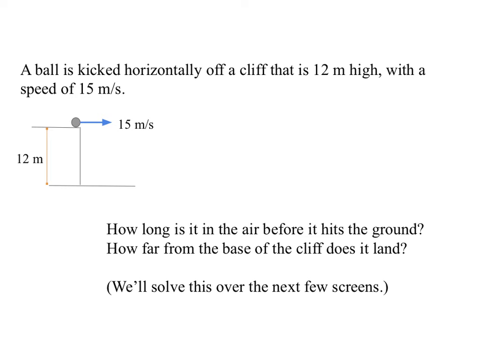Let's see how this plays out. A ball is kicked horizontally off a cliff that is 12 meters high with a speed of 15 meters per second. How long is it in the air before it hits the ground? How far from the base of the cliff does it land?